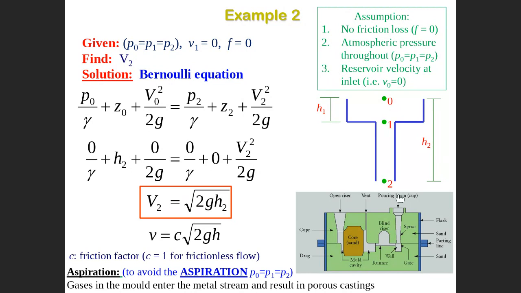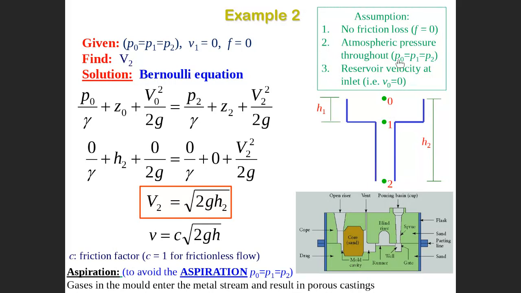To solve the problem, you need to maintain pressure constant: P0 equal to P1 equal to P2 equal to 0, because 0 pressure is atmospheric pressure. Someone will ask me how they realize that. This is kind of experimental work. They did a lot of experiments until they found that the best casting is done when you can maintain the pressure constant from 0 to 2.